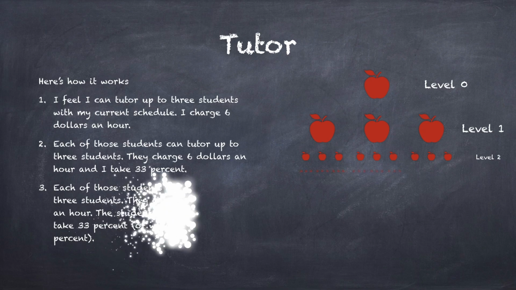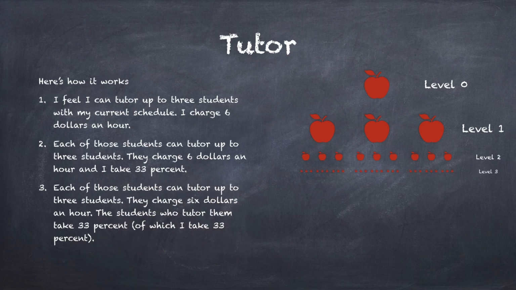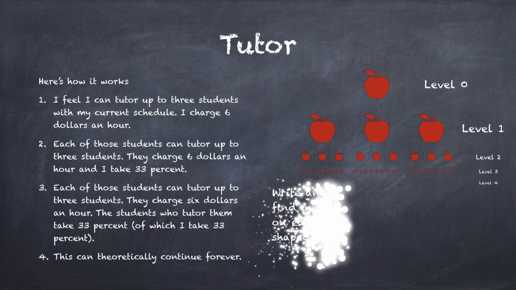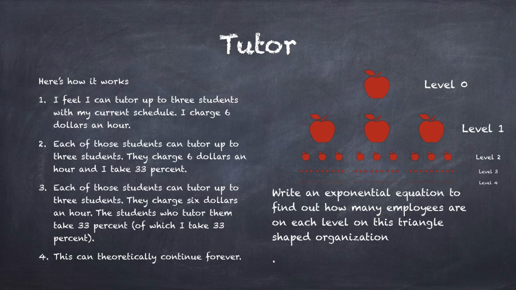And the great thing is, each of those students can tutor up to 3 students, and they can charge $6 an hour. The students who tutor them will also take 33%, and I'll take the 33%. So as you can see, level 1 is getting 33% from level 2. Level 2 will get 33% if we have a level 4, and it theoretically can continue forever. So now what we want to do is we want to write an exponential equation to find out how many employees are on each level of this triangle-shaped organization.